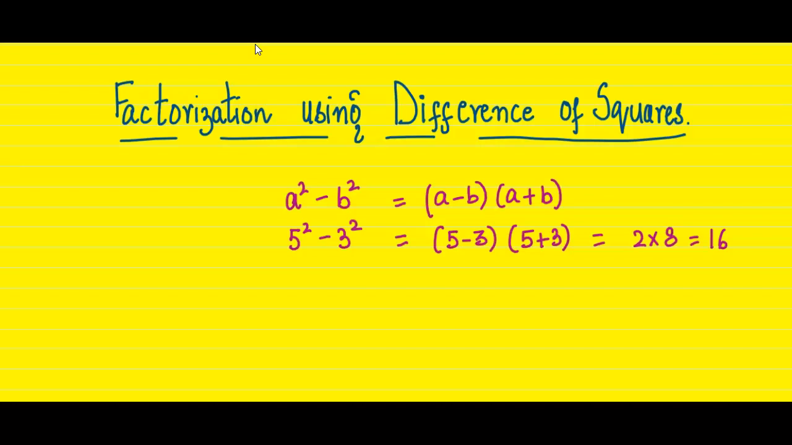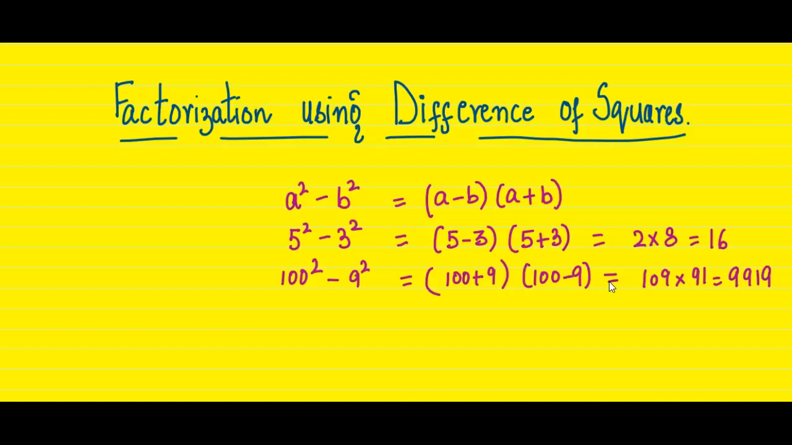You can take bigger numbers, say 100 square minus 9 square. You can simply do 100 plus 9 into 100 minus 9. So this means 109 into 91, which will be equal to 9,990. So wherever you see the difference of two squares, just split it into two factors, a minus b and a plus b. So let's solve some questions where we have to factorize such expressions.